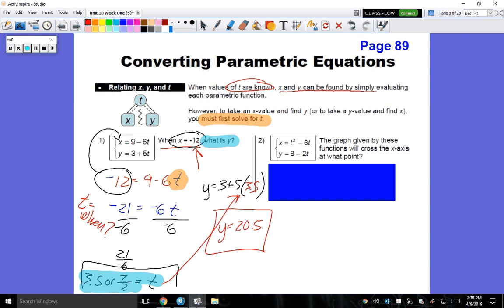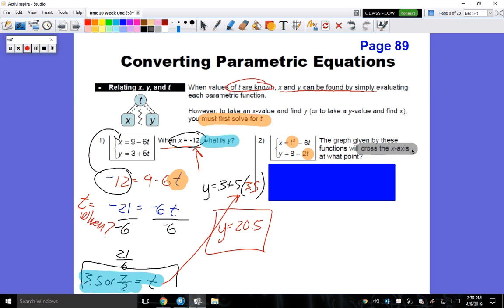All right, so the next part, we're going to do an equation together, or we're going to do it similar to what we did on number 1, only the difference here is we have x squared terms for time. So we have t squared and we have a t. Okay? So it says the graph given by these functions will cross the x-axis at what point? What in that question tells you how to start? Y is equal to 0. Yes. Y is equal to 0 is what Gabe is saying as far as that goes.